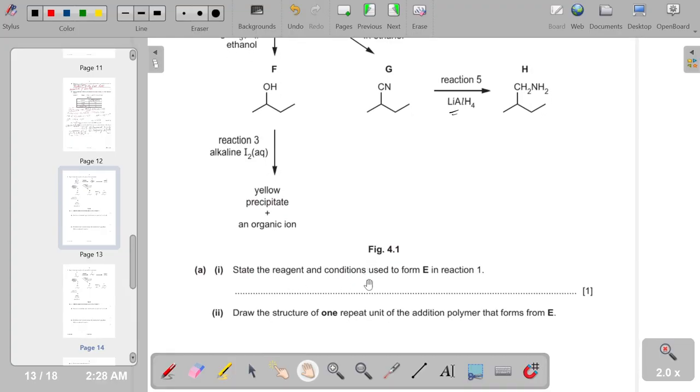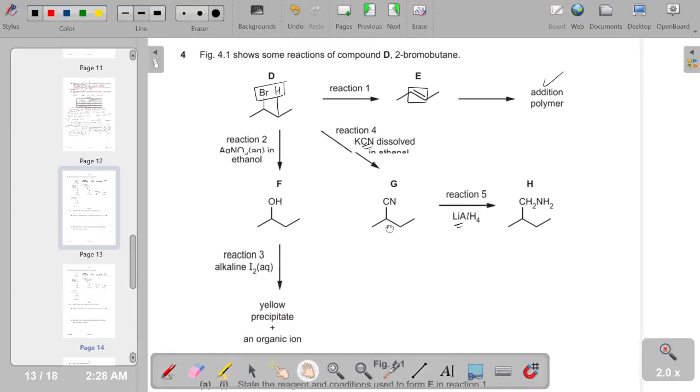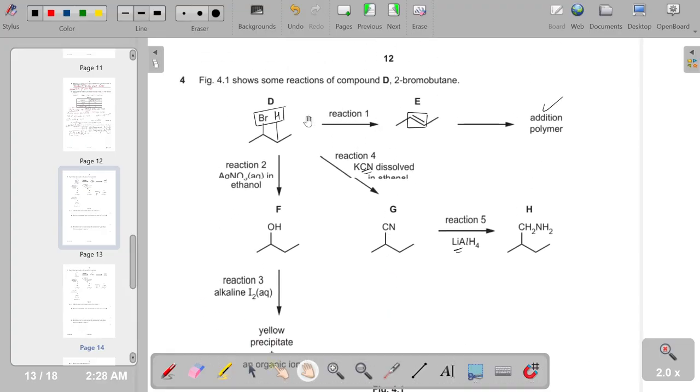So let's move to the question. State the reagent and condition used to form E in reaction 1. Reaction 1 is an elimination reaction. What are elimination reactions? Removal of atoms or molecules from adjacent carbons, and they both are removing from here. So what are the conditions? He is just asking about the conditions.